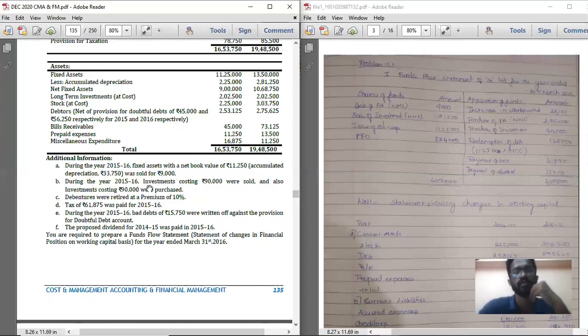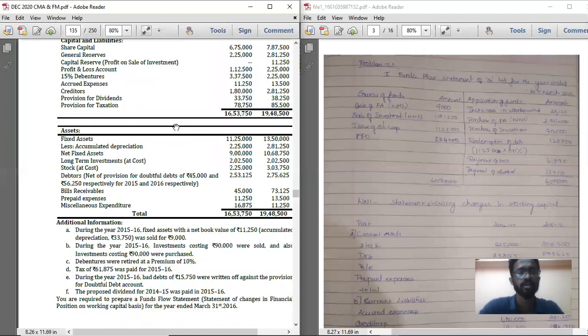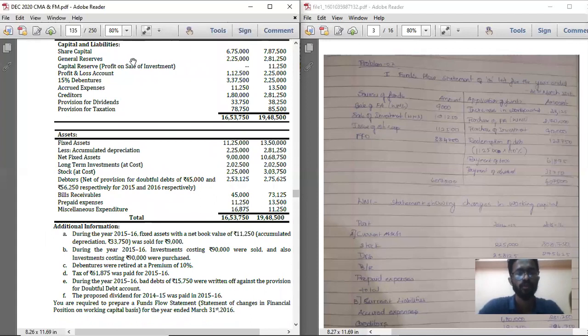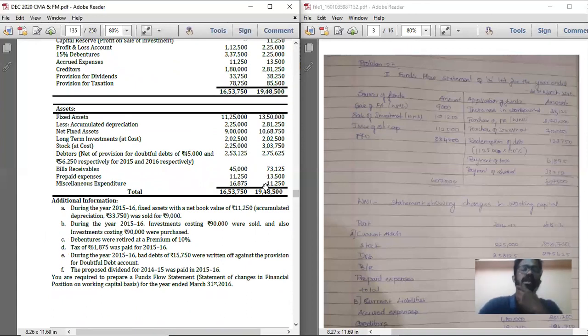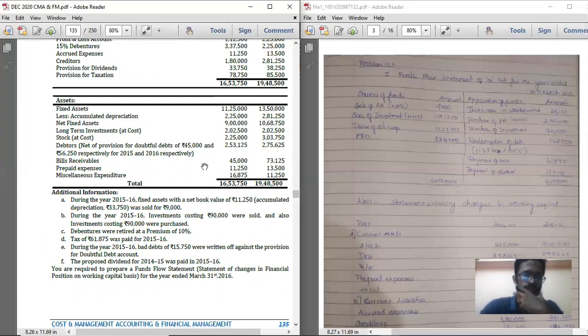Next, during the year 2015-16, investment costing 90,000 was sold, and investment costing 90,000 was also purchased. So you are selling investment costing 90,000, but at what value are you selling? 90,000 plus how much is transferred to capital reserve, the profit on sale of investment? 11,250. 90,000 plus 11,250, you get 1,01,250 as the sales value. So in the source of funds, record sale of investment 1,01,250.